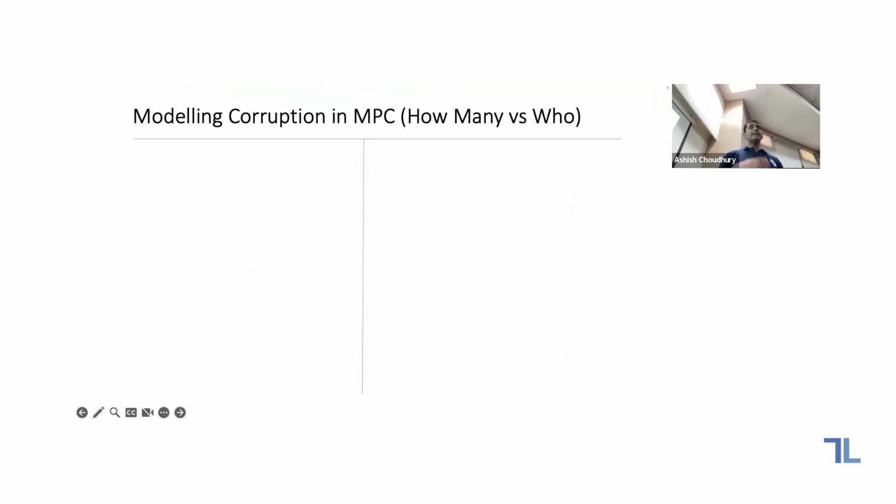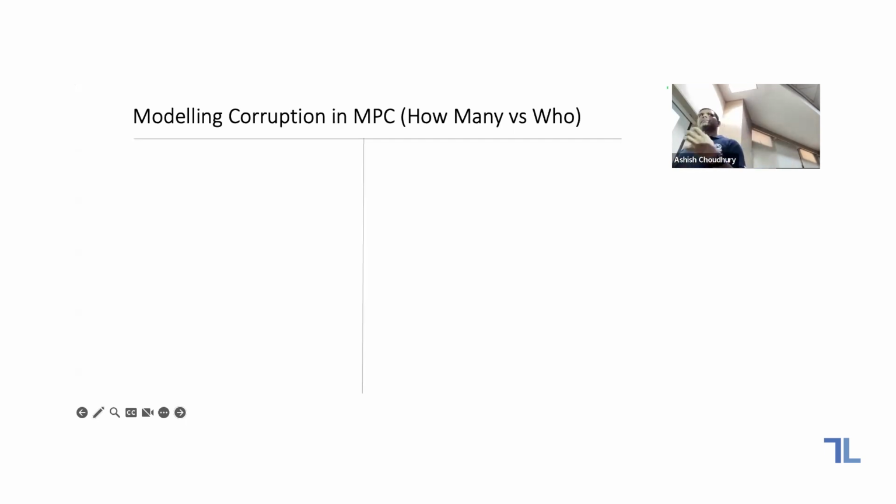So there are various ways, various dimensions in which we can study the MPC problem. Let us consider the first dimension. How do we model the corruption in any MPC protocol? In any MPC protocol, we assume that we have a centralized entity which we call the adversary, who can corrupt a subset of the parties and force those parties to deviate from the protocol instructions.